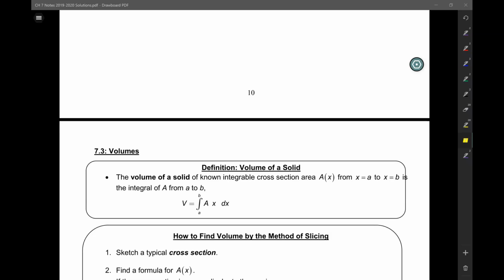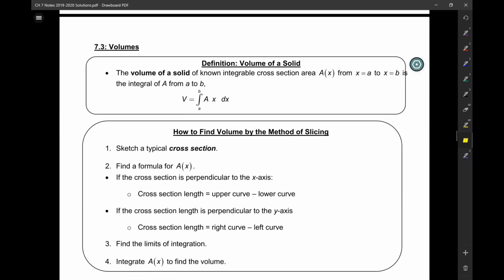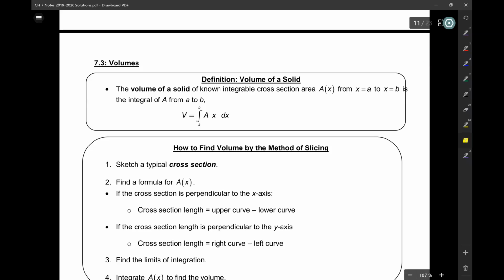Okay, so last time we saw the little introduction to volumes, right? We basically saw how a solid is created by revolving something around the x-axis in order for us to be able to find the volume of it. All right, so the way we talk about the volume of a solid is it's the integral of the cross-section.